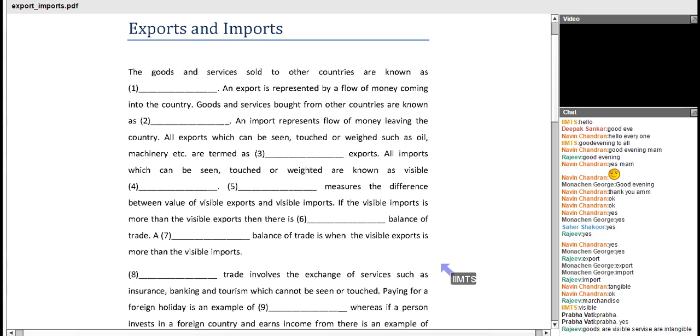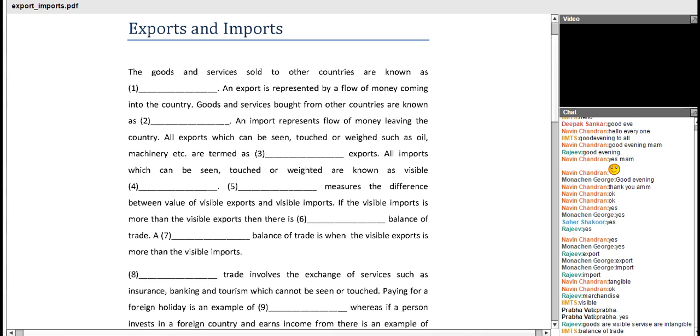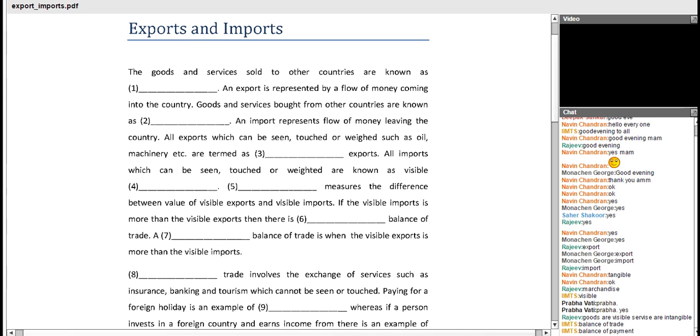Yes, Rajiv, you are very close to the right answer. We need to make a distinction between visible and invisible goods because there are two terms. The first is balance of trade and the other is balance of payment. Do you know about it? Balance of trade and balance of payment.